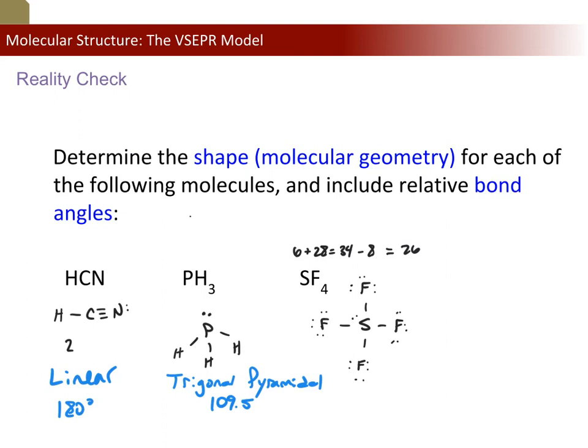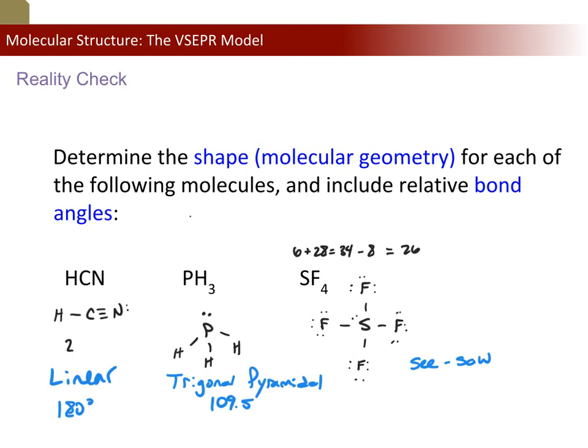Now if I count the total domains around the sulfur, I have 5 domains. Since those 5 domains are not all bonds, I can't just say it's trigonal bipyramidal. Its domain geometry is trigonal bipyramidal, but it's got a pair of electrons instead of a bond. So if I remove a bond and replace it with a pair of electrons, what I get is seesaw-shaped. But the domain geometry is trigonal bipyramidal, as I just mentioned. That means there are 2 bond angles.